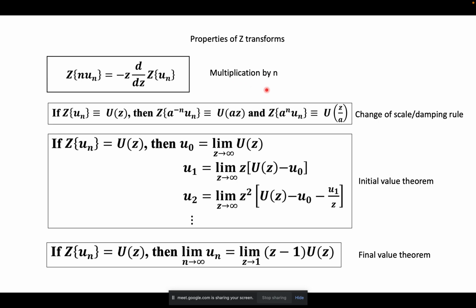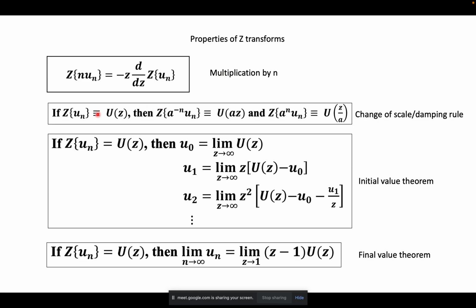So the first property is the multiplication property. Suppose you have some sequence u(n) and you know the Z transform of that. Then the Z transform of n times u(n) is given by minus z times the derivative of U(z), which is the Z transform of the sequence small u(n). So this is the first property, called the multiplication property, and it is quite useful in order to solve some of the problems.